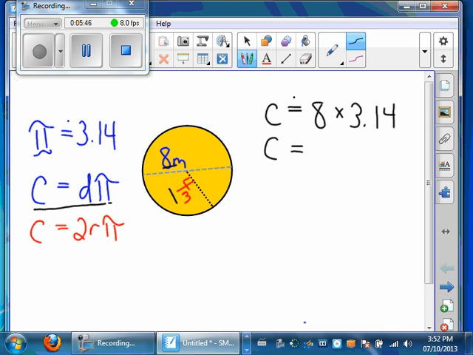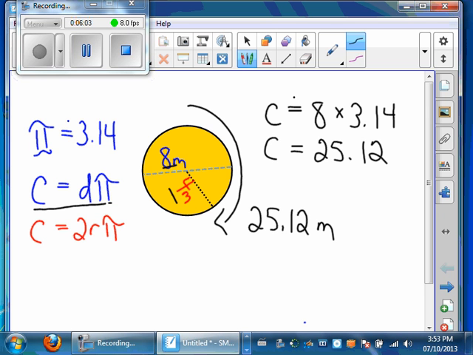All right, so now all we have to do is just calculate it out, and we come up with a final answer of 25.12. And therefore, we can tell that the distance around the outside of this circle is in fact 25.12 meters, and that is obviously an approximation, so it's an approximate of 25.12 meters.